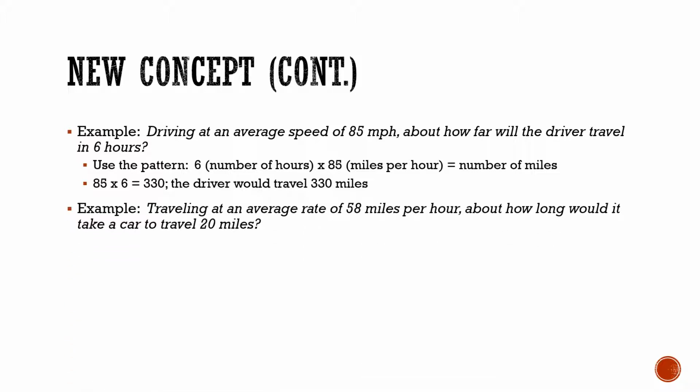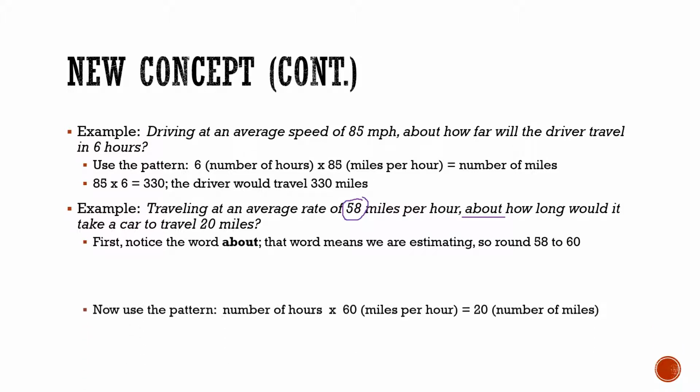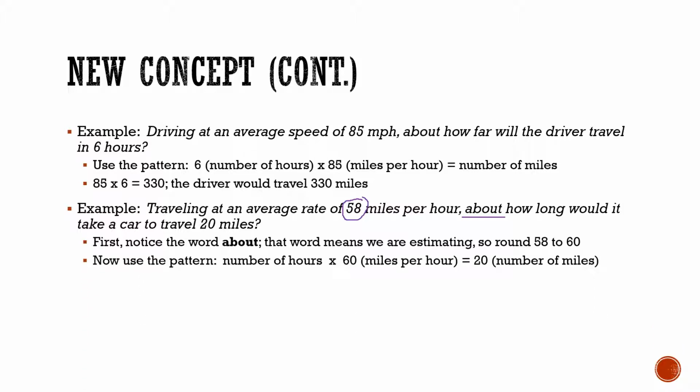Second example, traveling at an average rate of about 58 miles per hour, how long would it take a car to travel 20 miles? So notice the word about. The word about right here tells us that we're estimating. So we're going to take our non-rounded number, 58, and we're going to round that to 60 to make this problem easier. So let's put those numbers in the pattern.